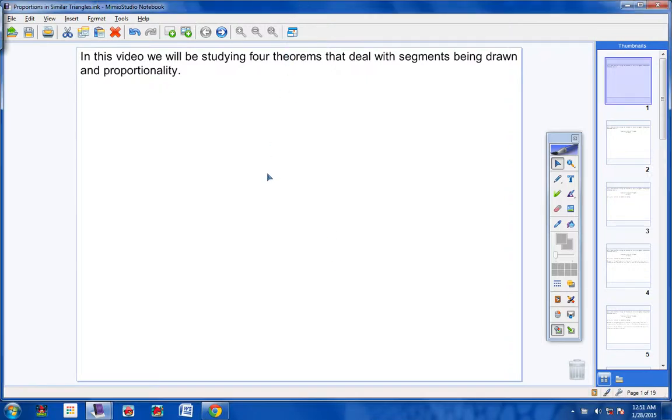In this video, we will be studying 4 theorems that deal with segments being drawn and proportionality. In other words, we're going to study some theorems in which some segments are drawn, and these segments then divide up other segments or sides into proportions. Okay, so we're going to be looking at 4 theorems today that deal with those types of situations.